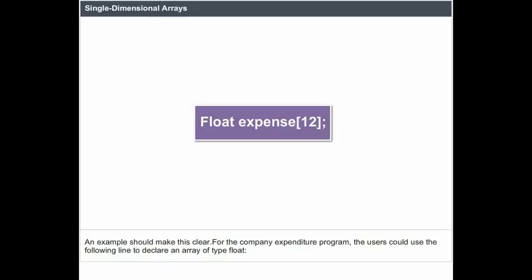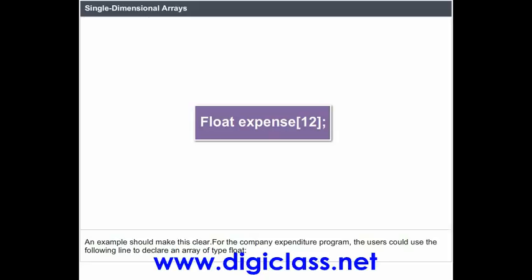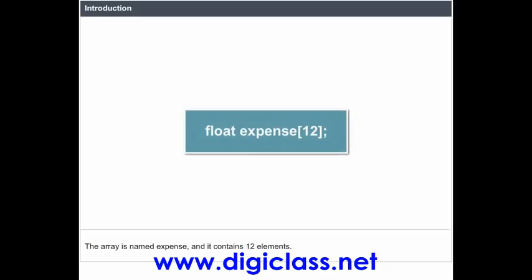For the company expenditure program, the users could use the following line to declare an array of type float: float expense[12]. The array is named expense and it contains 12 elements. Each of the 12 elements is the exact equivalent of a single float variable.